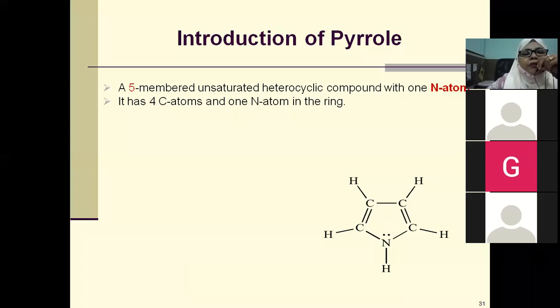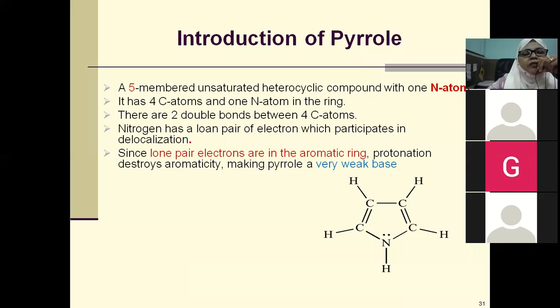Okay, so here you can see a 5-membered unsaturated heterocyclic compound with one nitrogen atom. This is the pyrrole. It has 4 carbon and 1 nitrogen atom in the ring. This is just introduction. Then there are 2 double bonds between 4 carbon atoms. Nitrogen has a lone pair of electrons which participates in delocalization, that is resonance. Since the lone pair of electrons is in the aromatic ring, protonation destroys aromaticity, making pyrrole a very weak base. So because of this lone pair of electrons, it is a weak base.